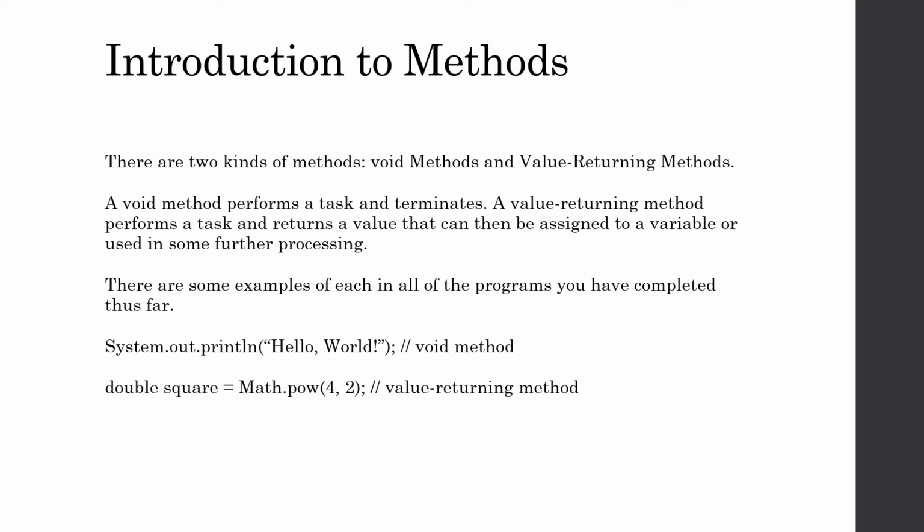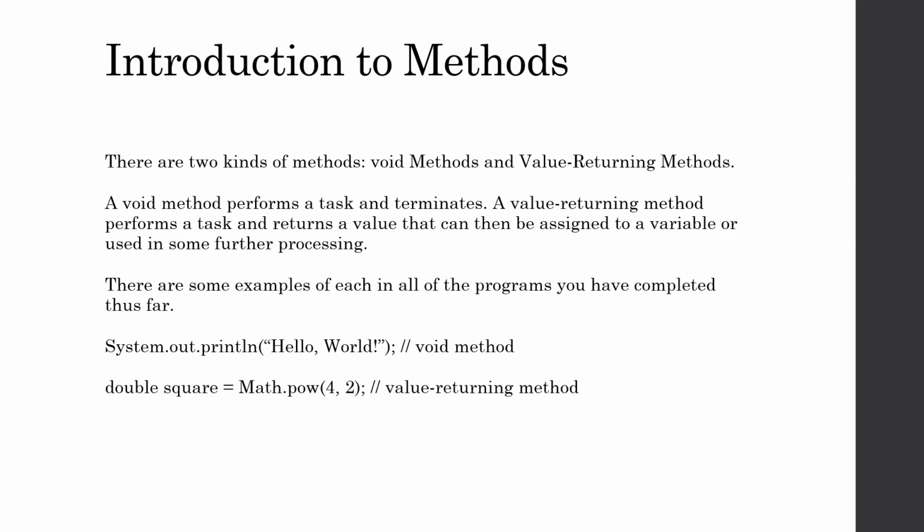So when you do a System.out.println, you can't take that method or that command and try to assign it to some variable. Alternatively, if you're working with something like one of the methods from the Math class, like this Math.pow that we have right here, that pow method will actually return a value.